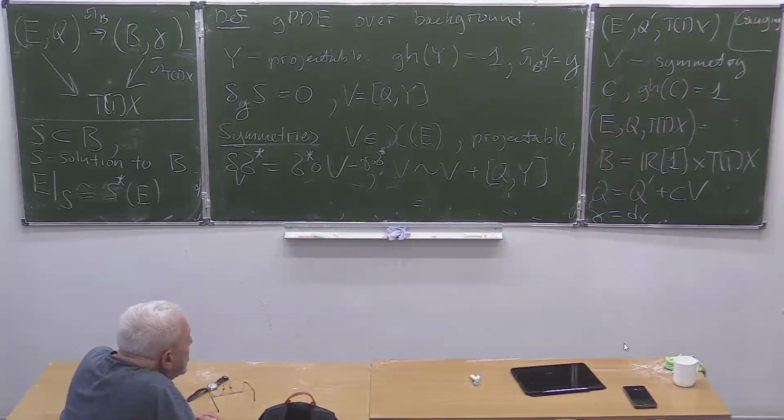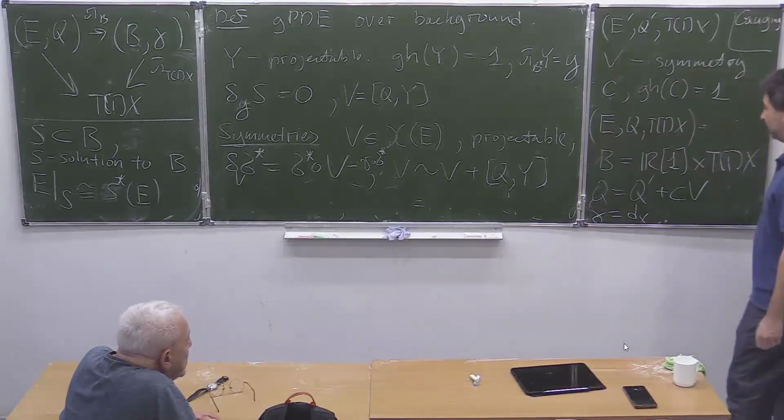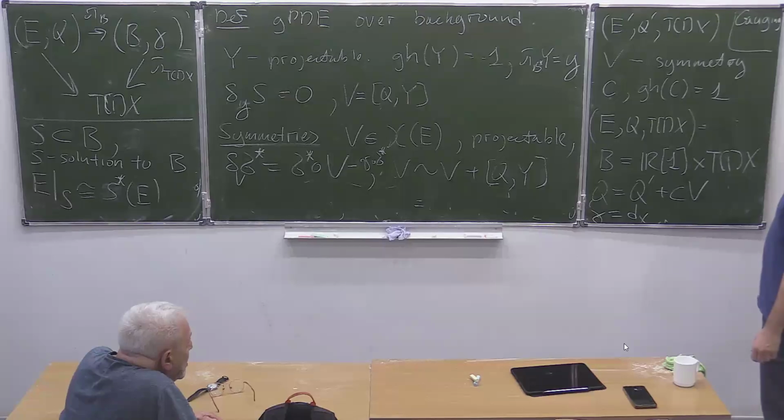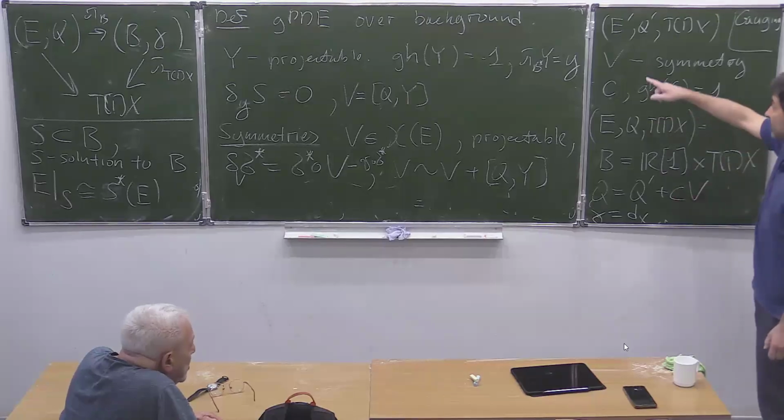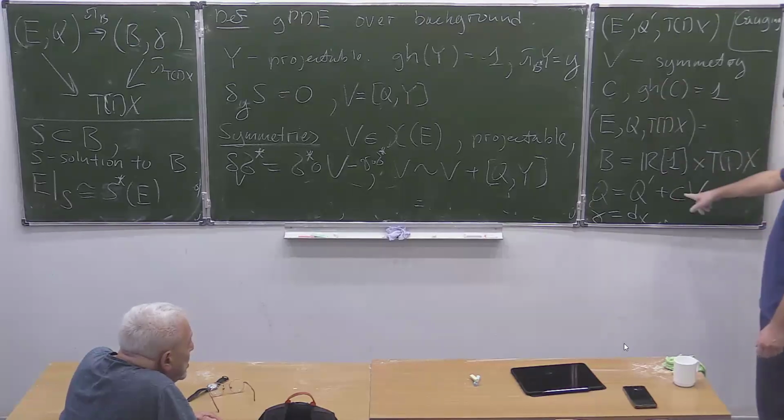So Q is on E. Q is on E, yes. And CV is on B. CV is also on E because C is. But we need a field on B. Yeah, but C is going to be a field. It's a field.